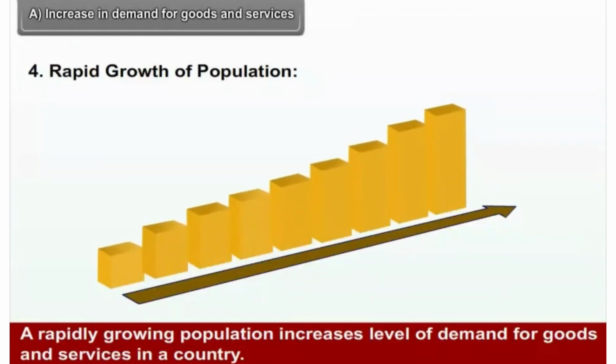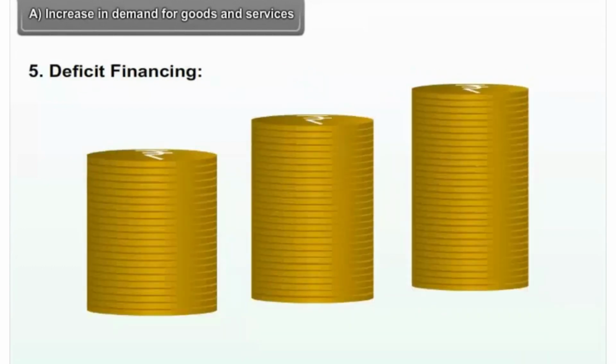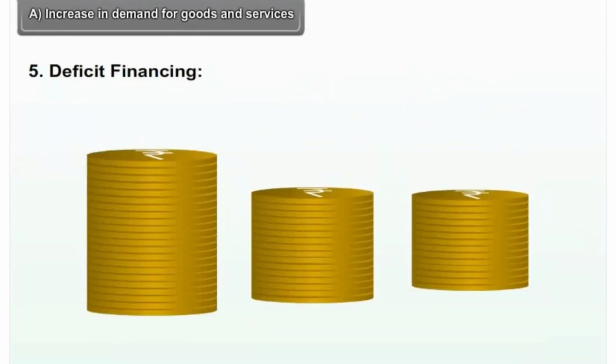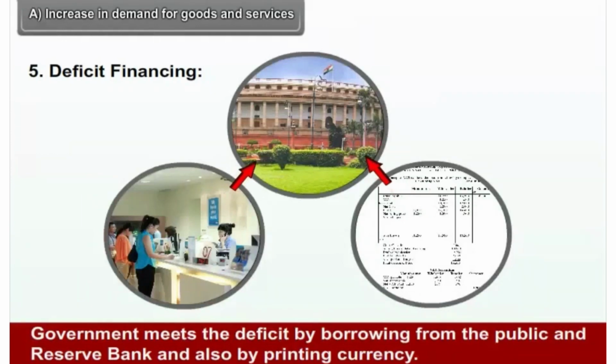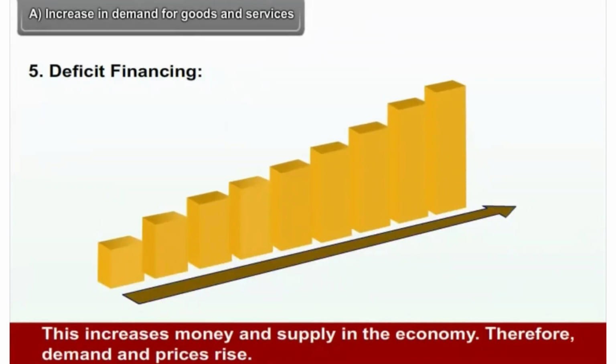A rapidly growing population increases level of demand for goods and services in a country. 5. Deficit financing. Government meets the deficit by borrowing from the public and reserve banks, and also paying by printing currencies. This increases money supply in the economy. Therefore, demand and prices rise.